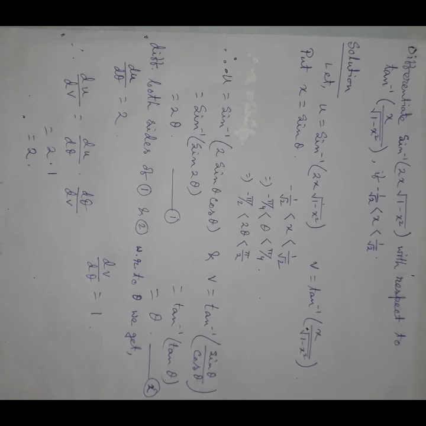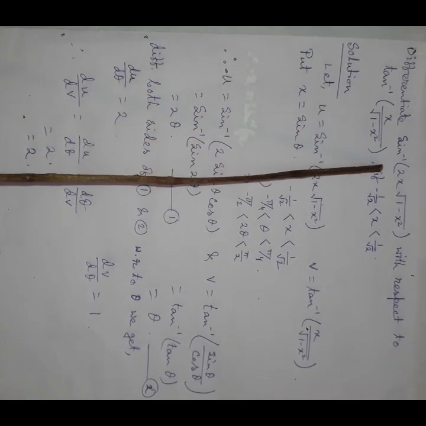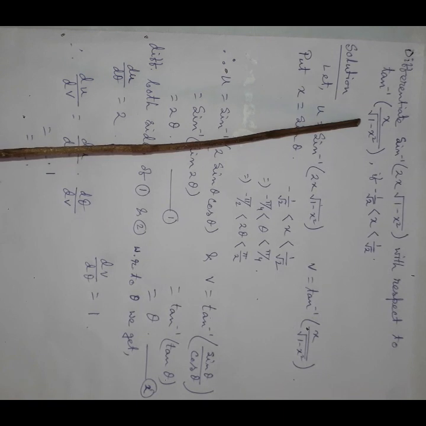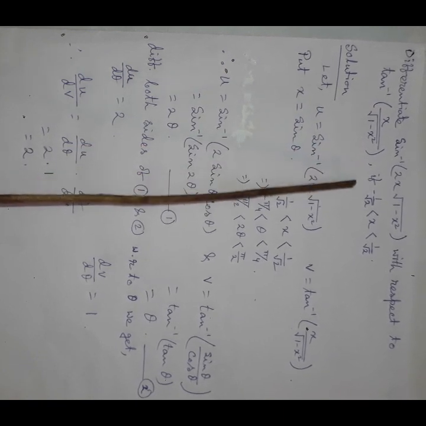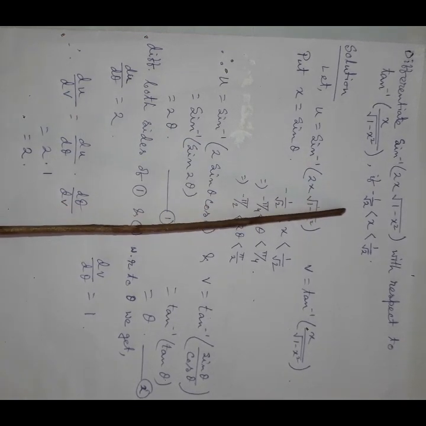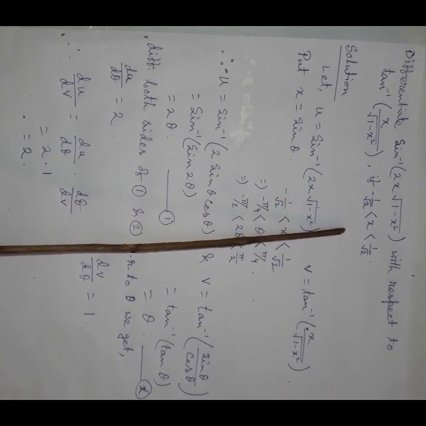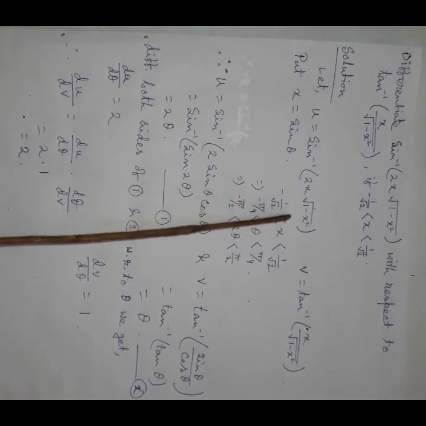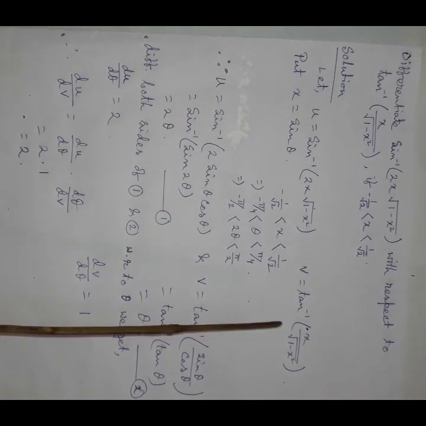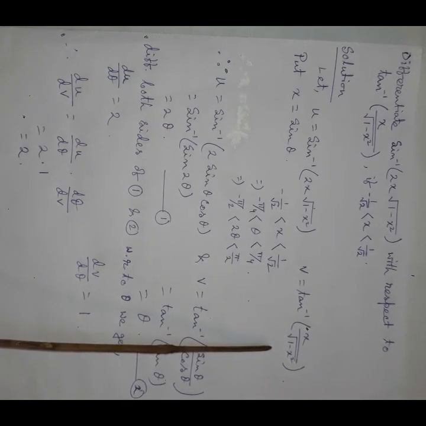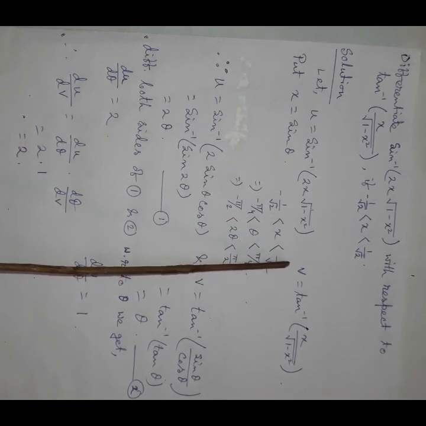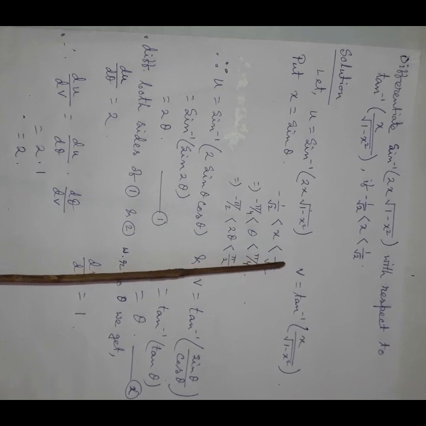Another problem is given. Differentiation of sin inverse of 2x root over 1 minus x square with respect to tan inverse of x by root over 1 minus x square, where the condition is given: minus 1 by root 2 less than x less than 1 by root 2. Let us see the solution. Let u is equal to sin inverse of 2x root over 1 minus x square, and v is equal to tan inverse of x by root over 1 minus x square. That means we are to find the derivative of u with respect to v, that is du dv.